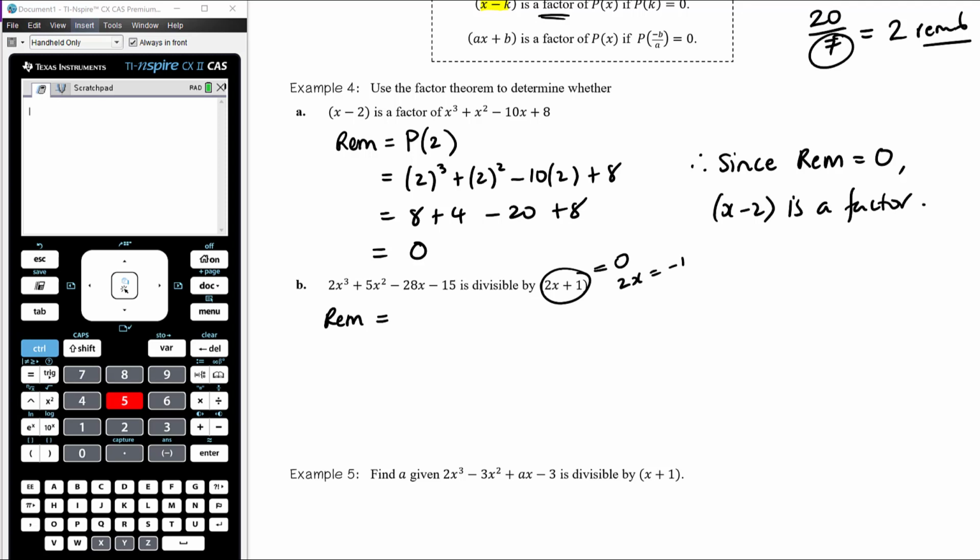So remember, we're thinking about what will make that equal to 0. So 2x will equal negative 1, x is negative 1 half. Okay, so to get our remainder, we're going to sub negative 1 half into our polynomial. And then if that gives us 0, then yes, it's divisible by 2x plus 1. If it doesn't, then it's not divisible by 2x plus 1. Okay, so p of negative a half is going to be 2 times negative 1 half cubed.